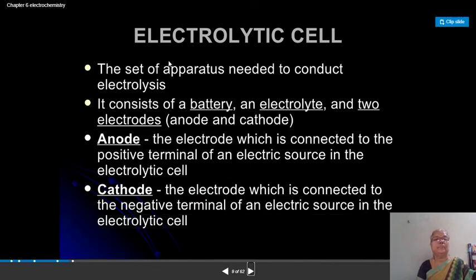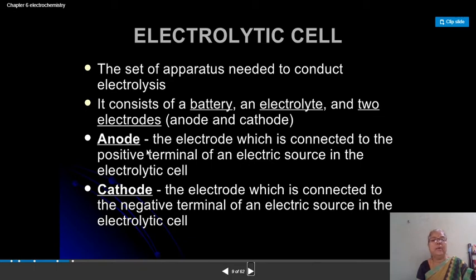Then here, electrolytic cell. This is a set of apparatus needed to conduct electrolysis, and it consists of a battery, an electrolyte, and two electrodes. One is anode, another is cathode. Anode is the electrode which is connected to the positive terminal of an electric source.